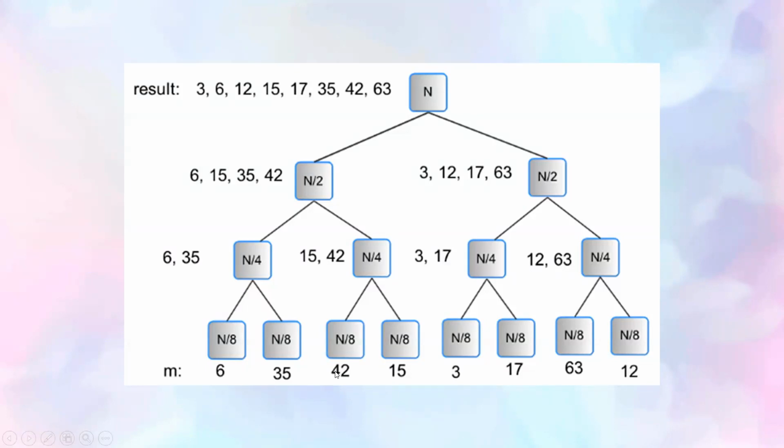So this would be 6, 38. This would be 15, 42. This would be 3, 17. And this would be 12, 63. Now again, when I merge these 4, it would become 6, 15, 38, 42 here. And here it would become 3, 12, 17 and 63. Likewise, it goes on and finally I get a final sorted list, which I have obtained at a much quicker pace.